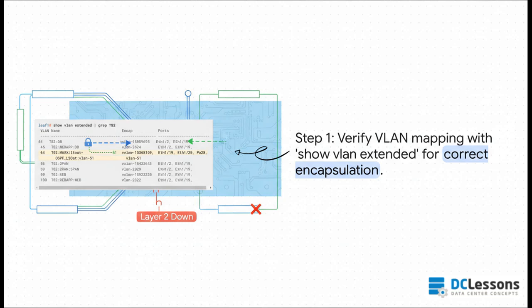See, ACI does this thing where it uses an internal system-level VLAN, we call it a PVLAN, which it then maps to the physical VLAN you actually configured on the port. You check this mapping with show vlan extended. You can see right here the internal VLAN 64 is mapped to the external-facing VLAN 51. If that mapping is wrong, layer 2 will never ever come up.